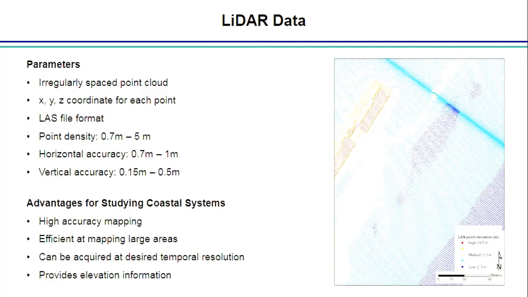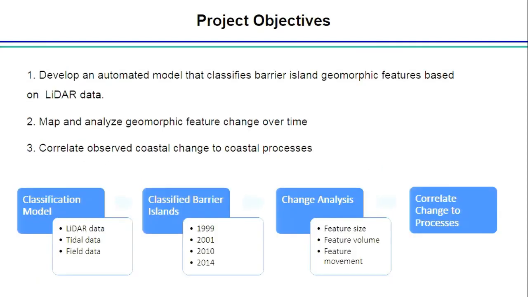The main advantages of using LiDAR data for coastal mapping is that it's very highly accurate, it's efficient at mapping large areas, and most importantly, it gives you elevation data. So for features that have very similar reflectance values, such as the different features of a beach, the main way to segment them is using that elevation information that is provided in the LiDAR. So for my project, I had 3 main objectives.